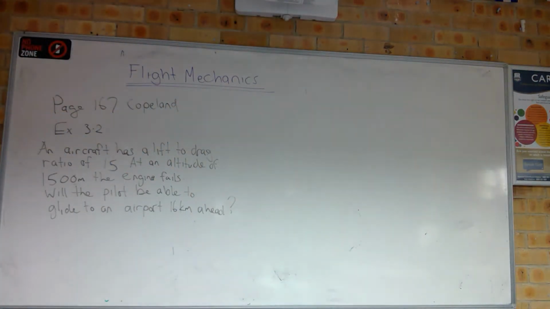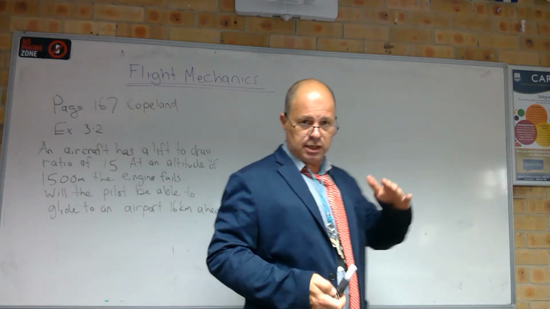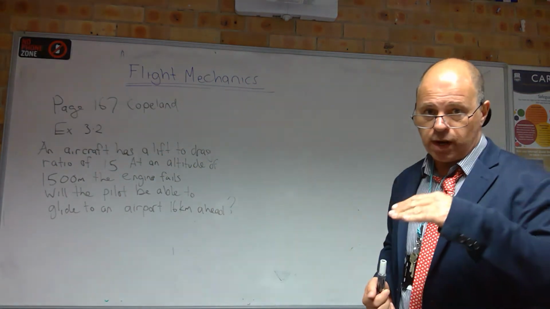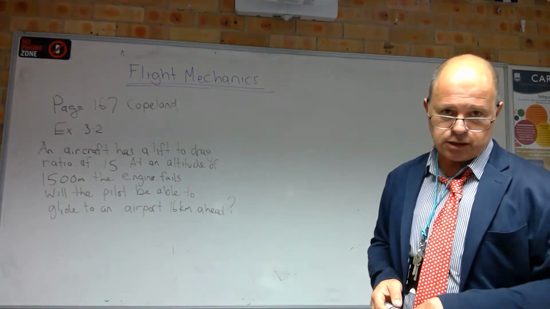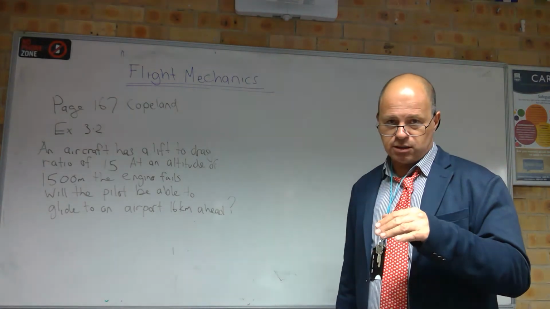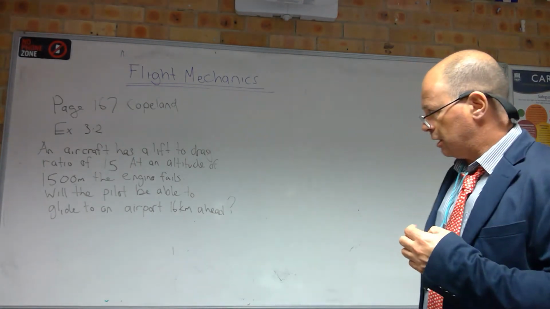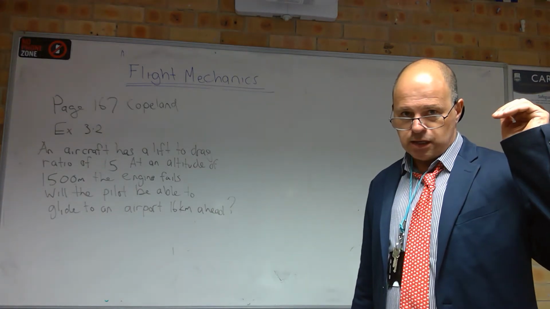Okay, this is from Copeland. This is example 3.2 on page 167. So we've done an ascending question. This equation that you need to commit to memory can also be used for descent, and it can calculate glide distances. So you might get a question where they're saying, for a given lift to drag ratio and a given altitude, how far can we glide?